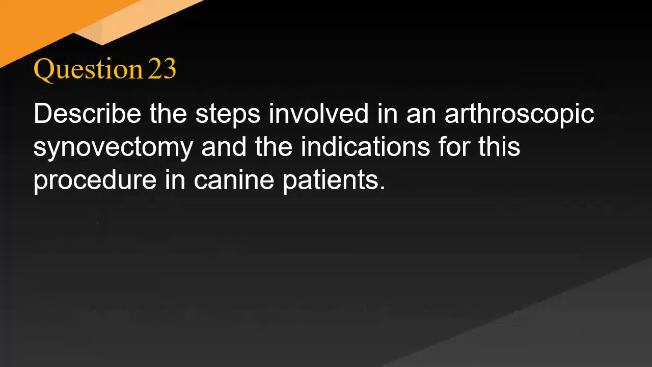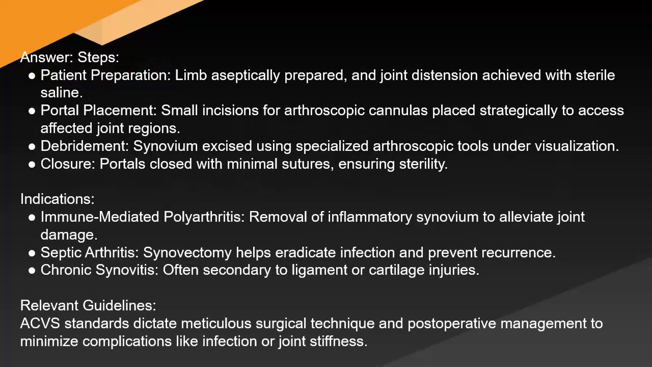Describe the steps involved in an arthroscopic synovectomy and the indications for this procedure in canine patients. Answer: steps. Patient preparation. Limb aseptically prepared and joint distension achieved with sterile saline. Portal placement. Small incisions for arthroscopic cannulas placed strategically to access affected joint regions. Debridement. Synovium excised using specialized arthroscopic tools under visualization. Closure. Portals closed with minimal sutures, ensuring sterility.